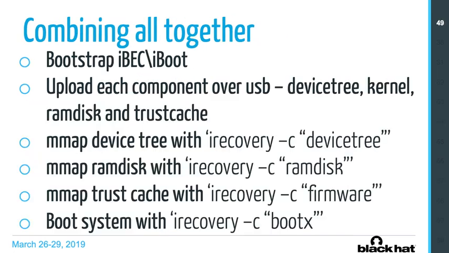So if we made all the patches to the boot chain, how do we combine it all together? We bootstrap our modified iBoot from iBoot, for example from another bootloader. We upload each of the components over USB: device tree, kernel, trust cache, and the RAM disk, then send the commands to the bootloader to create the corresponding images, and finally boot the whole system with bootx.